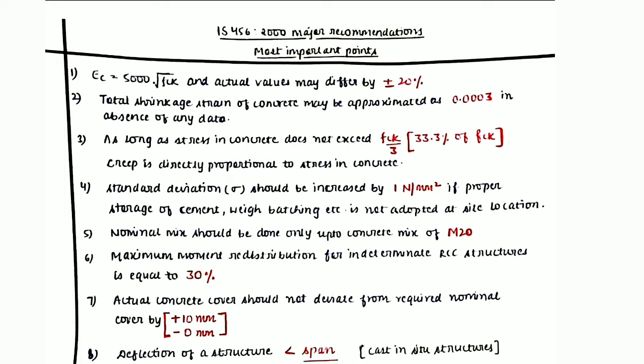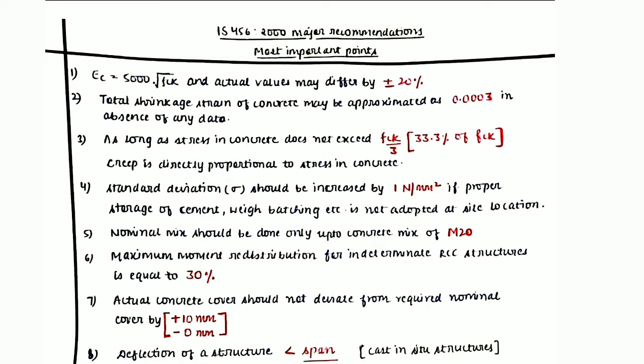The second is the total shrinkage strain of concrete may be assumed as 0.0003 in absence of any data. If any certain data is not given to you, then in that particular case, IS 456 says that you can assume the shrinkage strain of concrete to be equal to 0.0003.